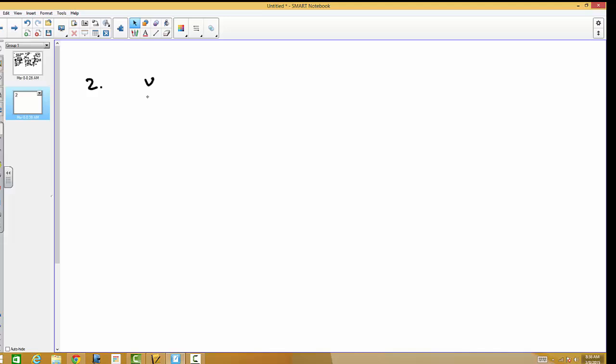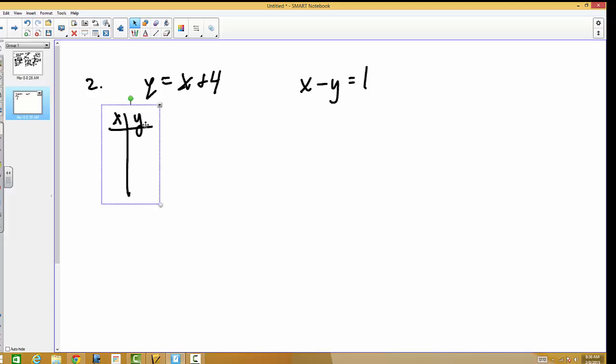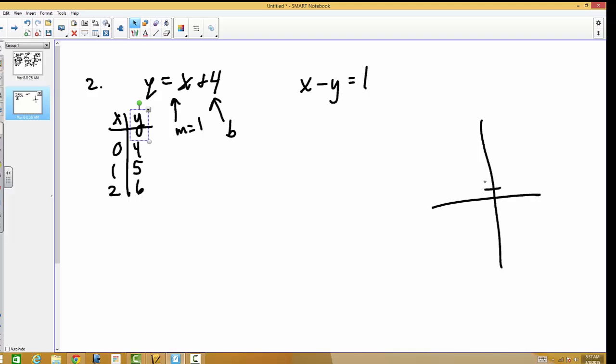Number 2 read y equals x plus 4 and x minus y equals 1. So this first one is already in y equals mx plus b. You can make a table. 0 gives 4. That's your b. And then your slope is 1, which means 1 will give you 1 more, which is 5. 2 will give you 1 more, which is 6. Graph that. 0 gives 4. 1 gives 5. And 2 gives 6.